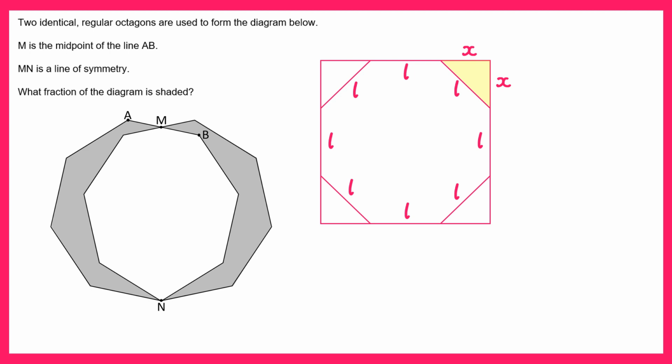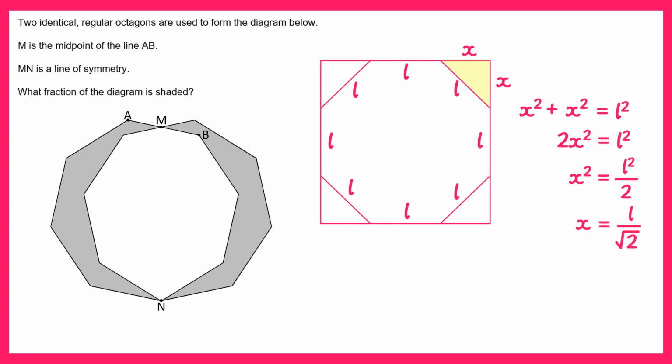Now since this triangle is right angled, we can use Pythagoras on it, so x squared plus x squared equals L squared. So we have 2x squared equals L squared. Then if we divide both sides by 2, x squared equals L squared over 2, and then square root both sides, we could say that x is equal to L over square root 2. So let's replace the x with L over root 2.